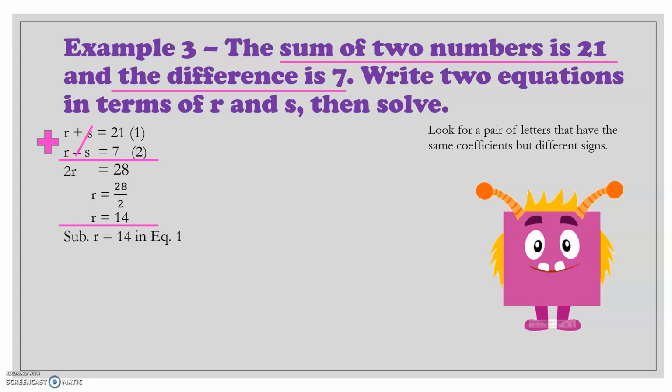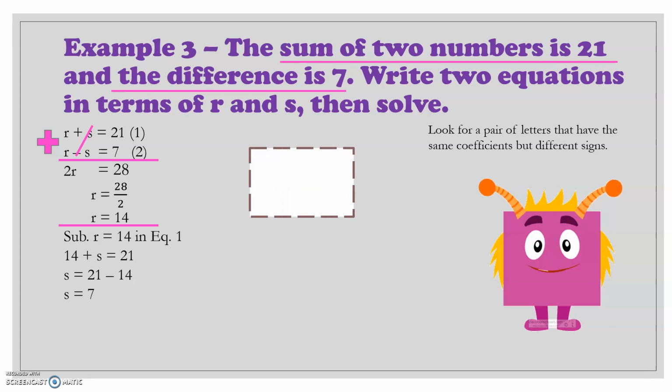Now I'm going to substitute r equals 14 into equation 1. 14 plus s is equal to 21. So I took the first equation, I just went straight into my substitution. I know r plus s is 21. And since r was 14, I just put 14 plus s is equal to 21. s is equal to 21 minus 14. s is equal to 7. So I have my two solutions.